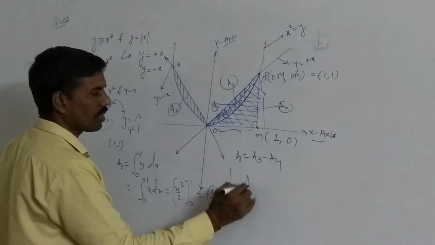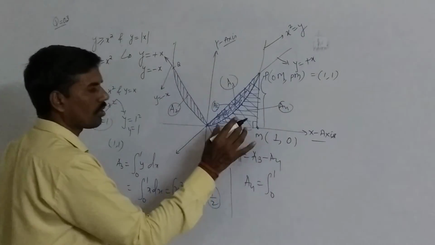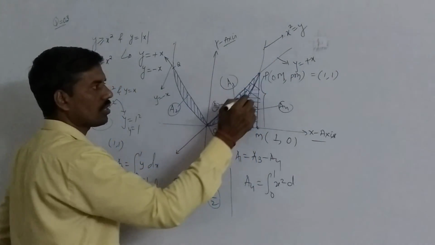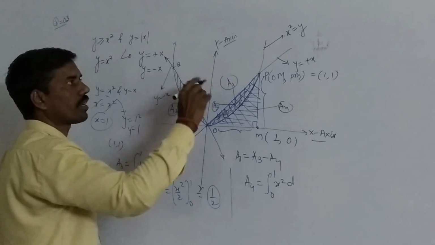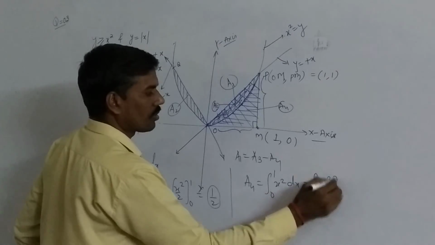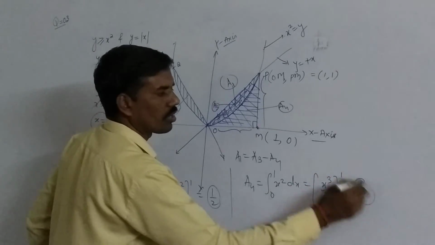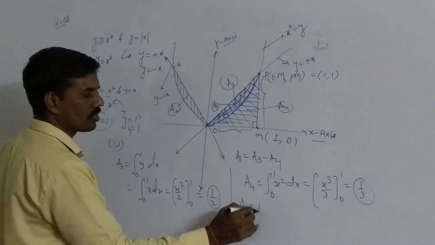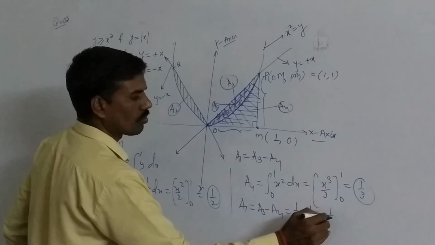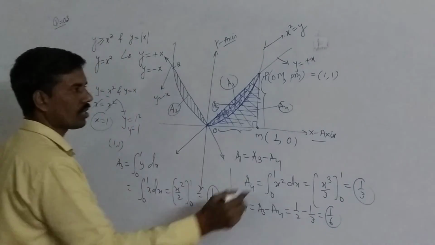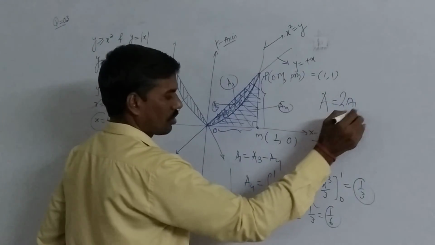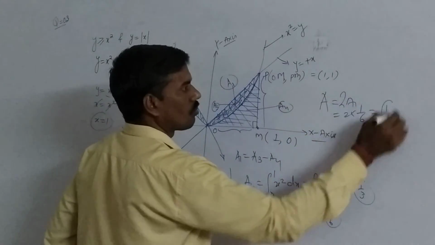Okay, calculate A4. A4 is the integral from 0 to 1 of y. Y means x square, this portion is the part of the parabola, that is y is equal to x square dx. We get x cube upon 3. From 0 to 1 we get 1 upon 3. So A1 is equal to A3 minus A4, that is 1 by 2 minus 1 by 3, that is 1 by 6. So total area A is twice of A1, twice of 1 by 6, that is 1 by 3.